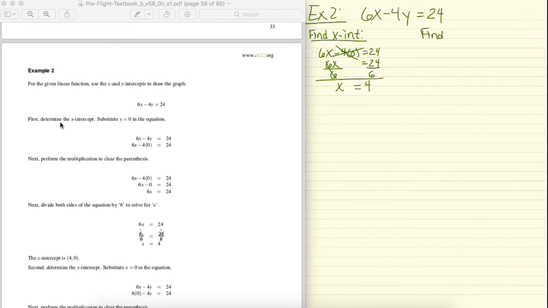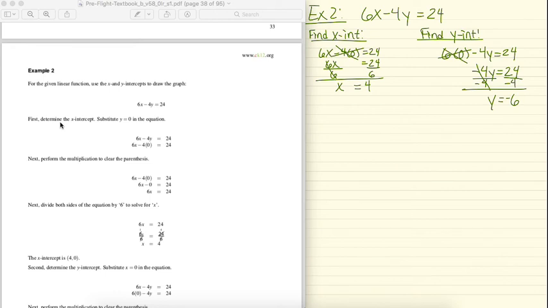Now we want to find the y-intercept. Or intercept, there's only one of them. We do this by plugging 0 in for x. Well, 6 times 0 is just 0, so it leaves us with negative 4y equals 24. Dividing by negative 4 to get y by itself, we find that we have a y-intercept of negative 6.